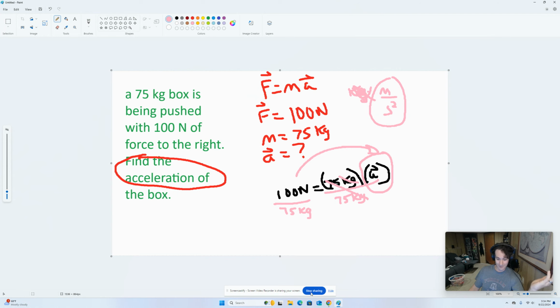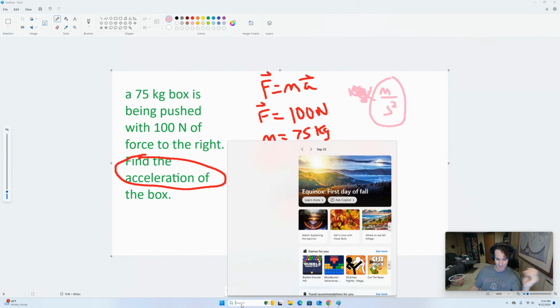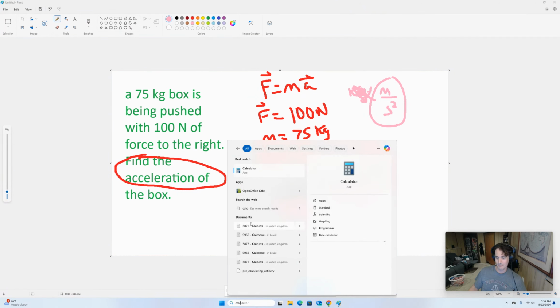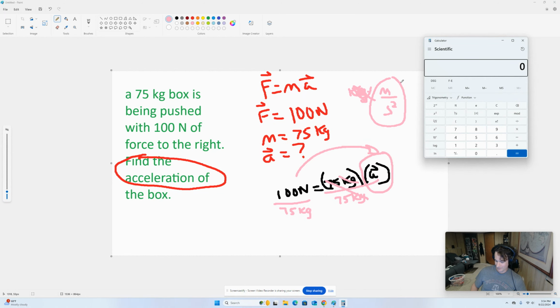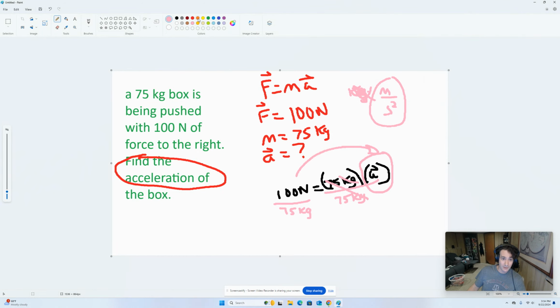So let's get a calculator. This is not too bad to do, but we might as well use a calculator. Why not? 100 divided by 75, and we get an answer of 1.33 repeating, which we can round to 1.33. Again, this is not a quantitative analysis class, so rounding to the hundredths place is fine. 1.33, and the unit is 1.33 meters per second squared.